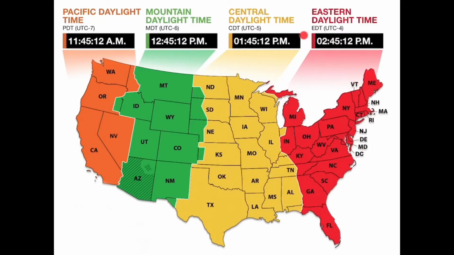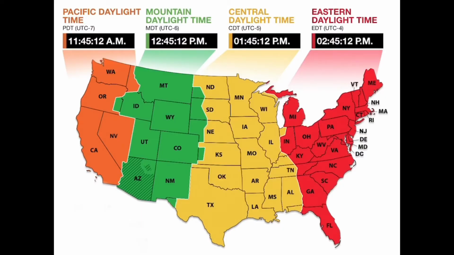These red states are in the Eastern time zone, and these states in yellow color are in the Central time zone. And these states in green color are in the Mountain time zone. And these states in orange color are in the Pacific time zone. There are also the Alaskan time zone and the Hawaiian time zone that are not shown on this United States map.